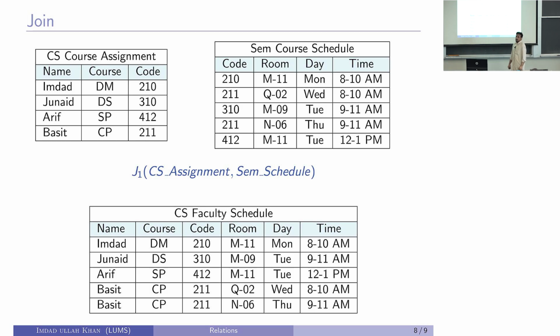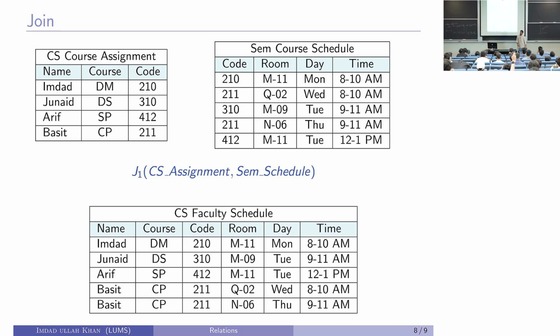It's a subset of the cross product of R and S. Those ordered pairs which match a certain condition will be added into the join and others will not be added. So, the maximum cardinality of this new relation will be the cardinality of R times the cardinality of S, right.